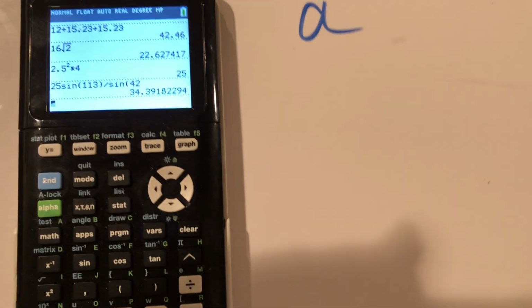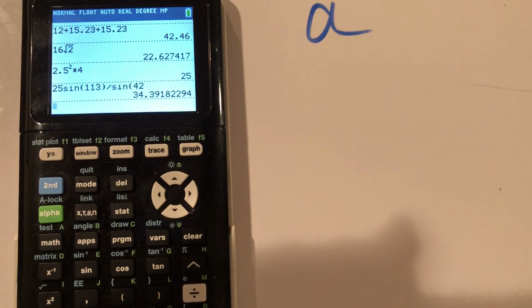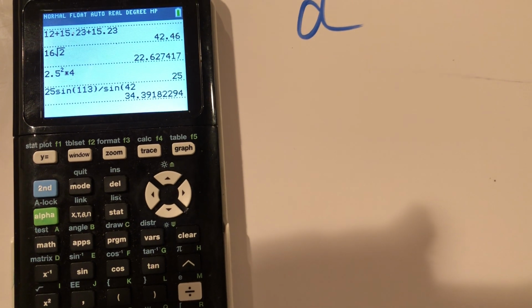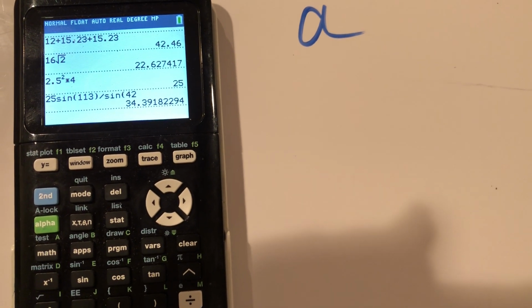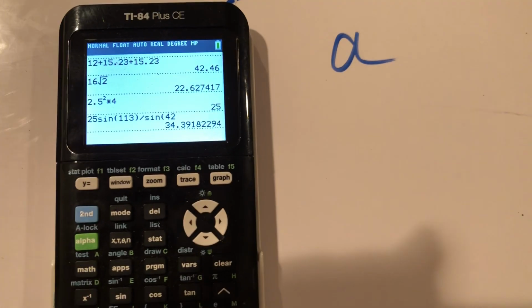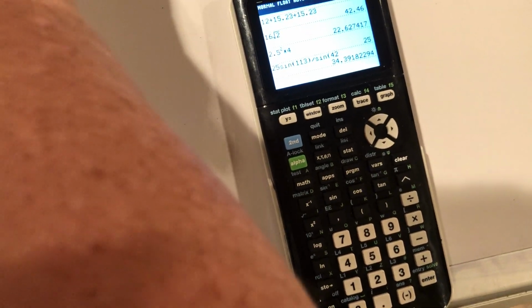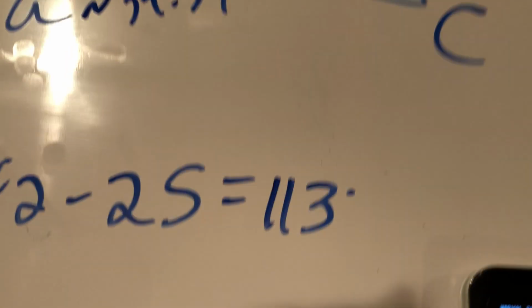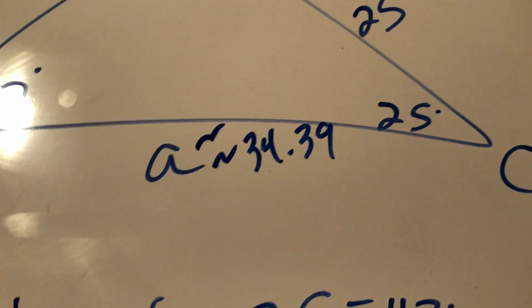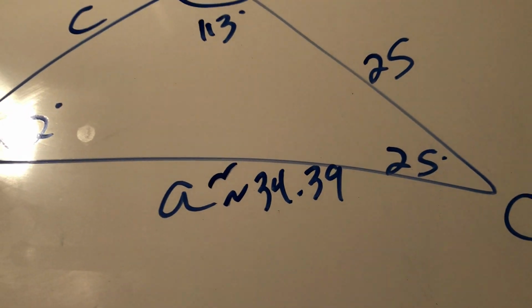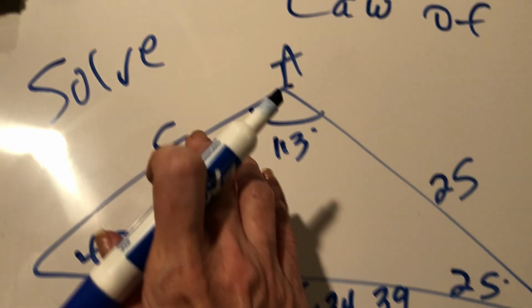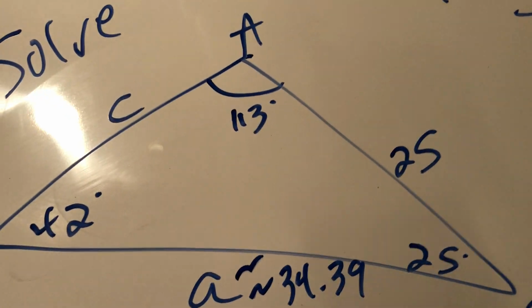And then do whatever you're asked to on the computer. Sometimes it'll ask for nearest whole number, sometimes it will ask for nearest tenth, nearest hundredth. Just make sure you put that in. So this is going to be, what was it, 34.39. So 34.39 is that side length. So that gives you an angle and one side, so we need the other side, we need side C.